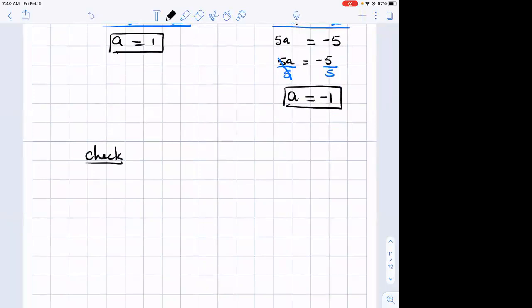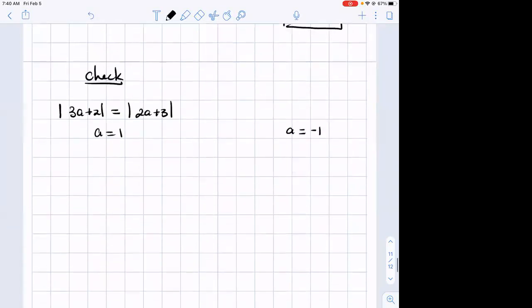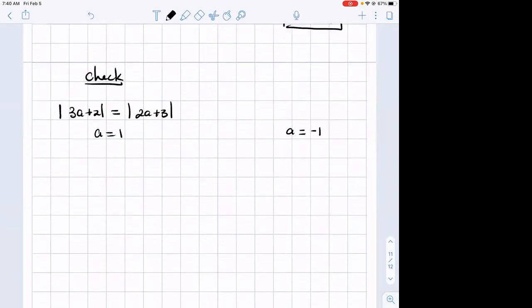Check. So remember, we're checking into the original problem. The absolute value of 3a plus 2 is equal to the absolute value of 2a plus 3. Okay? And the first thing we want to check is a equals 1. And then we have to check a equals negative 1. Okay? If we do this, we have the absolute value of 3. And for a, we're plugging in 1.